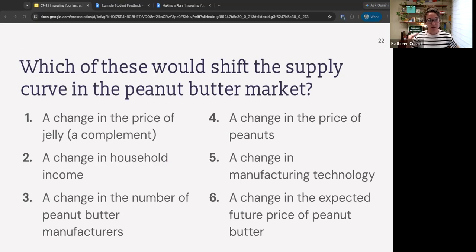So she asked her students to think about these different scenarios and identify which of them would result in a shift in the supply curve. I'm not going to quiz you all. If you would like to identify which of these you think would shift the supply for the peanut butter market, you're welcome to. But Megan then debriefed this with her students. So they're getting some real in-class practice and some reinforcement on why these different things would shift the supply curve.